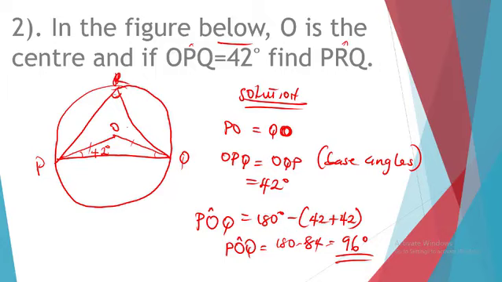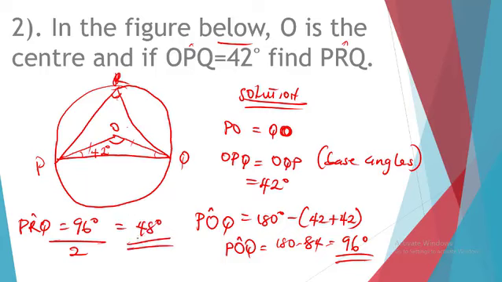Then to find the value of the angle at R, we find PRQ to be equal to 96 degrees divided by 2, because it told us that the angle here is twice the angle here. Okay, so 96 divided by 2 will give us what? 48 degrees, and that's the value of this angle. This is 48 degrees. Do we understand now?